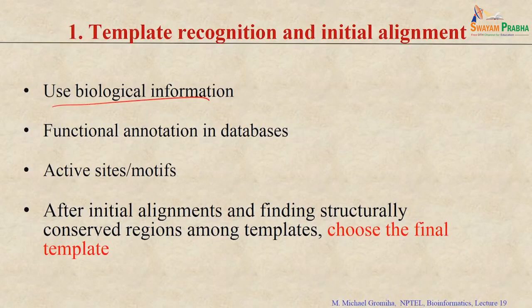Then we use the biological information and the known functional annotation, because in several databases you can see the residues' different functions, right, either active sites or motifs and so on. And using all this information, finally you can choose the template. Usually what we do, you take a sequence and just paste the sequence in Swiss Model or any software, you will get the structure. So the question is whether you get the reliable structure or not.